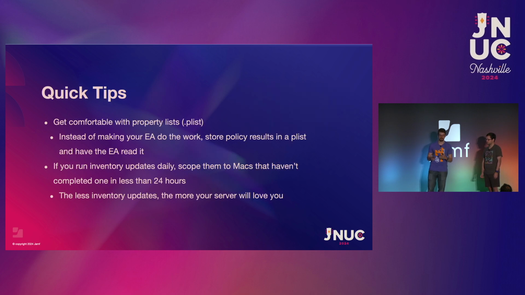Some quick tips related to inventory updates: for extension attributes, every time you do an inventory update, every single extension attribute script you have is going to run. So if you have a very involved script gathering information on the computer, you may not want to run that as an inventory update. You could run that as a policy, save the information locally in a plist, and then have the extension attribute just go look at that plist and get the information.